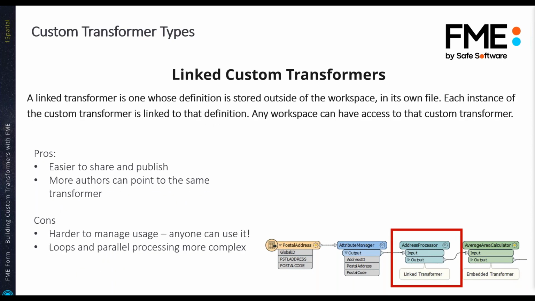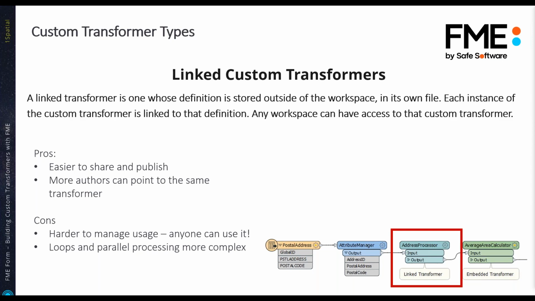The other type of custom transformer is a linked custom transformer, and this is one where the definition is stored outside of the workspace in its own file. So each instance of the custom transformer is linked to that definition or that file. Any workspace can have access to that custom transformer. So the benefits here are that it's easy to share and publish. There's a file involved and you can share that with anybody that you like.